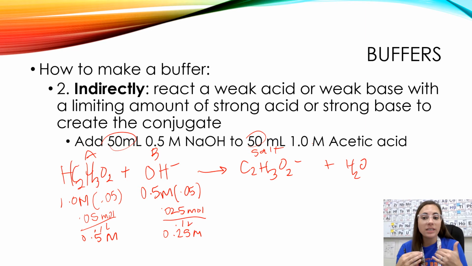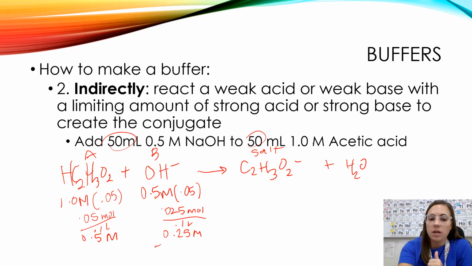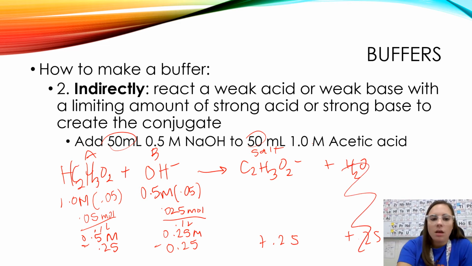Now we can think of this like an ice chart. What's going to happen? What's going to react? Well, I have less hydroxide than I have acetic acid. So all the hydroxide is going to get used up. So minus 0.25, minus 0.25, plus 0.25, plus 0.25, right? And now water doesn't really matter because that's already there to begin with. Now I'm left with 0.25 acetic acid, 0 hydroxide, and I now have 0.25 molar acetate.